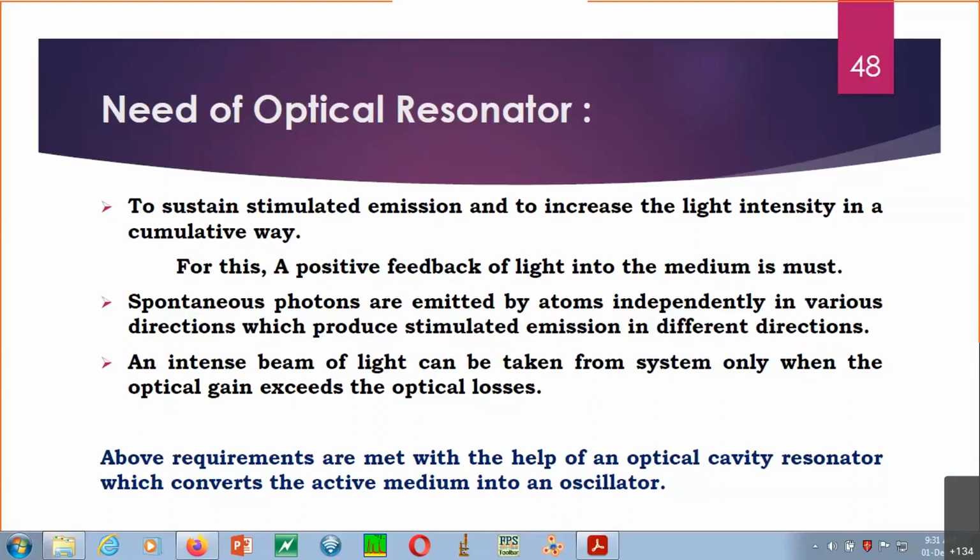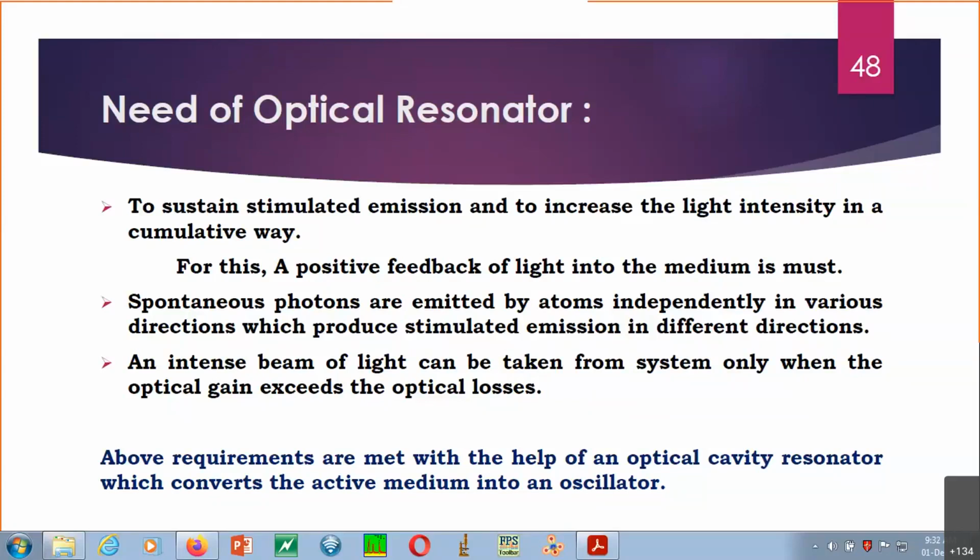So I hope this idea of positive feedback is clear to you, because if we give positive feedback, that means some amount of gain which we are obtaining from this, we are giving back to the system so that my first task can be fulfilled very easily. So that's what we are doing.